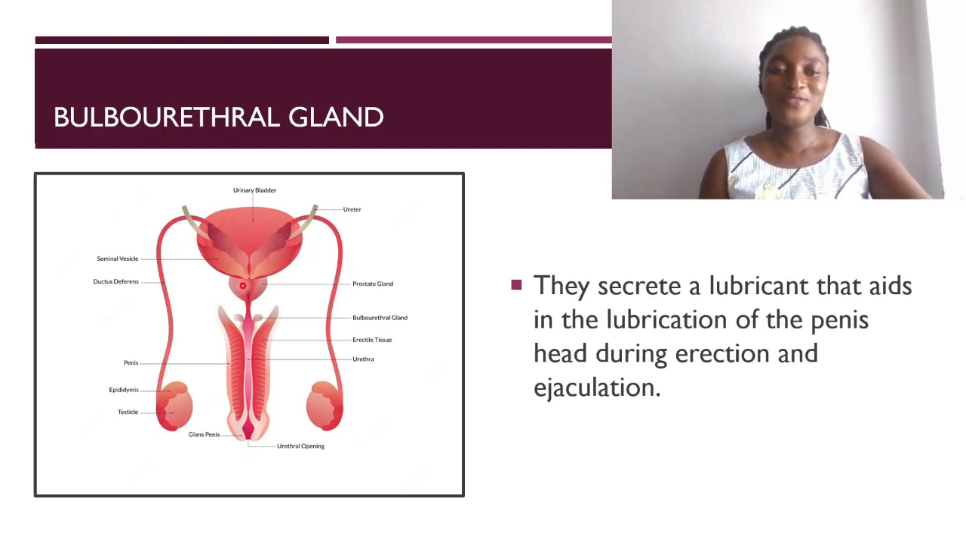So it releases the fluid, and the fluid passes through the urethra, and as it moves, there is another gland which also secretes some secretions to assist the process of reproduction. This is known as the bulbourethral gland. The bulbourethral gland is responsible for secreting a lubricant that aids in the lubrication of the penis head during erection and ejaculation. So mostly it's the glans penis which is lubricated for this purpose.